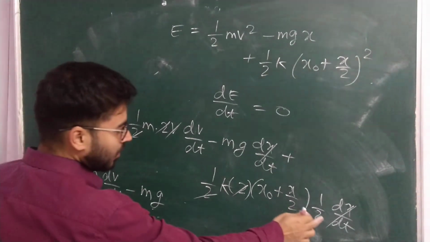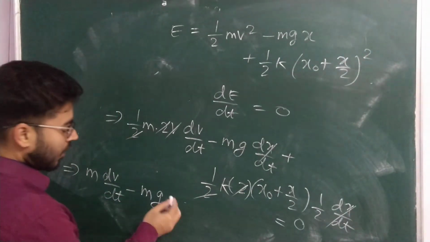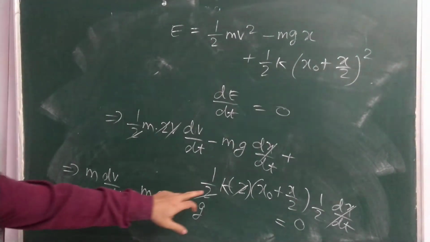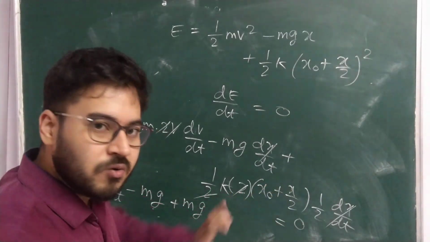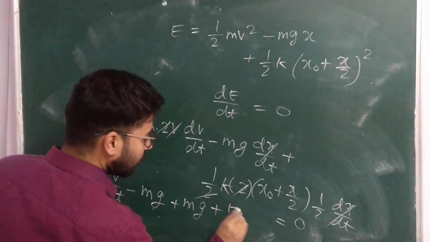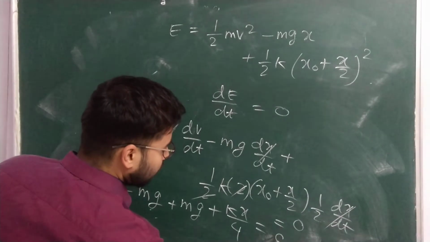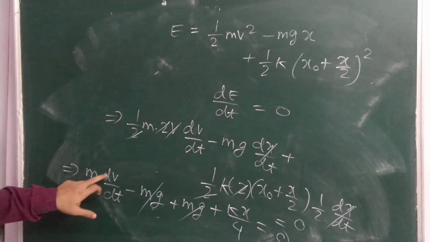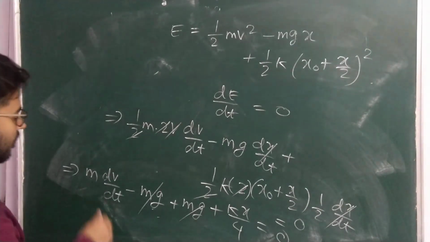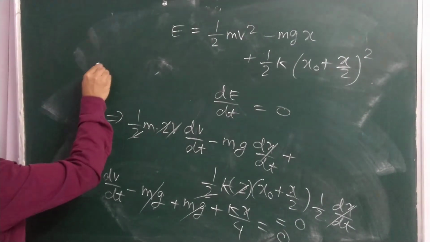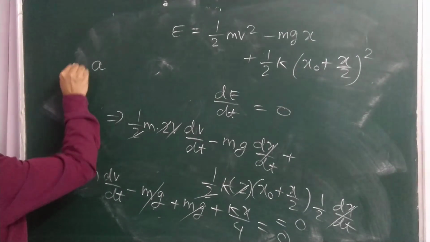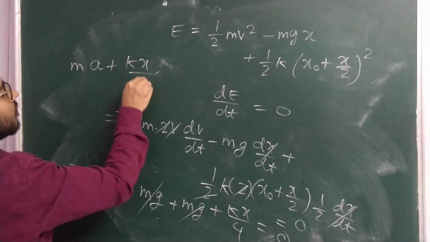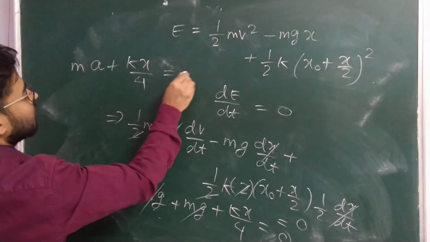x naught was 2 mg by k, and here you have 2 also. So we'll have ultimately here plus mg only. And the next term will be k by 2 into x by 2, that is kx by 4, equal to 0. What is happening? mg gets cancelled. Now this is dv by dt, or the acceleration, right? So you can say that m into acceleration plus kx by 4 equals 0.